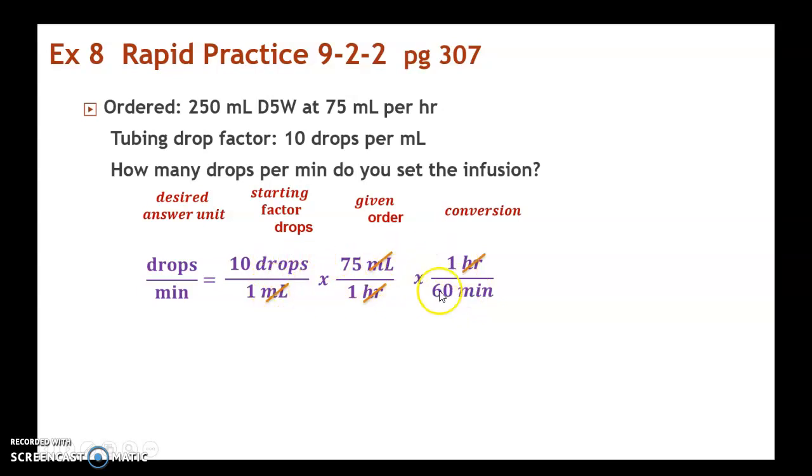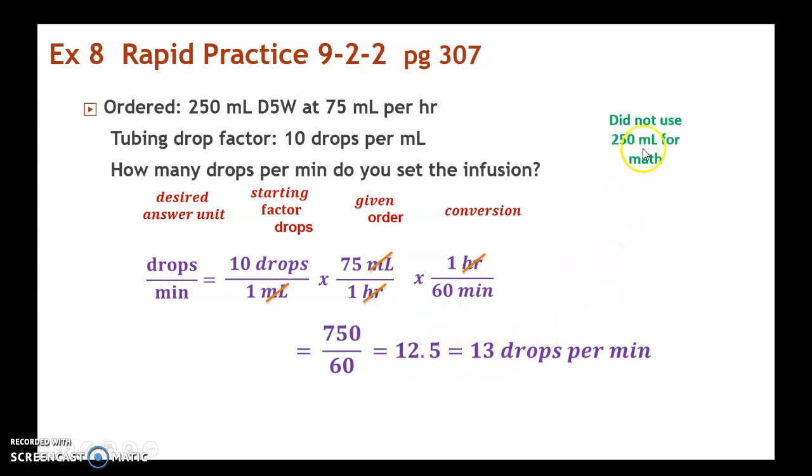We multiply the top, multiply the bottom, and then by the time we divide, we wind up with 12.5. But again, remember that we are going to round to a whole number here because you can't count half a drop. So 12, but we stop at the 2, look one past it, so that number is 5 or bigger, so that bumps our 2 up to a 3. So we have 13 drops per minute.